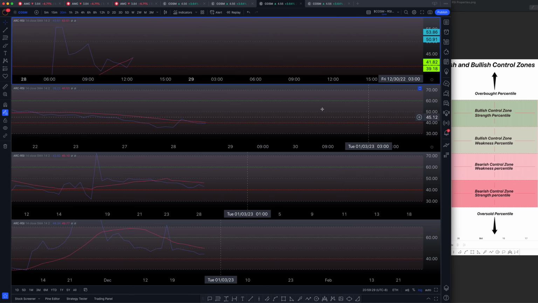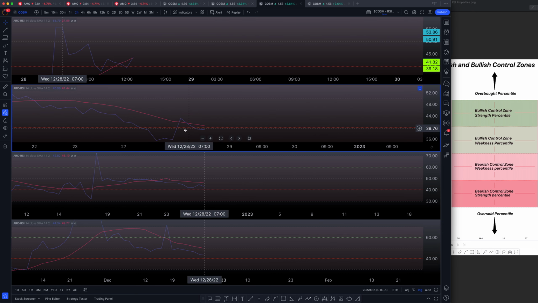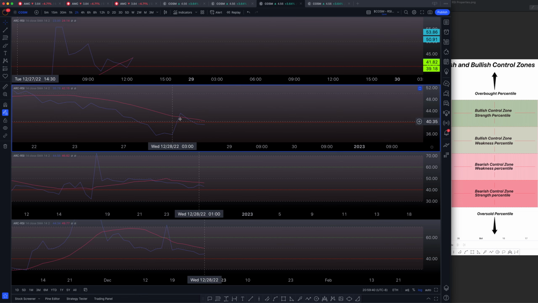Now we can see the hourly suggesting just sideways trading here, and that's still suggesting the thing that we were looking at from 2 days ago. As long as we do maintain in these shallow areas of the bear strength percentile, in this case, we can see some continuing of sideways trading.